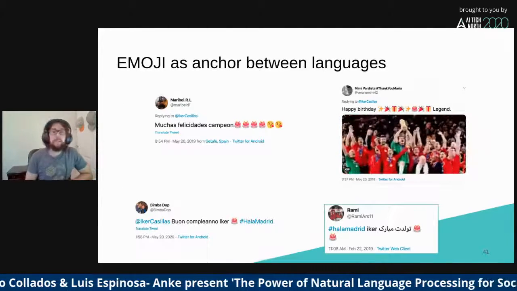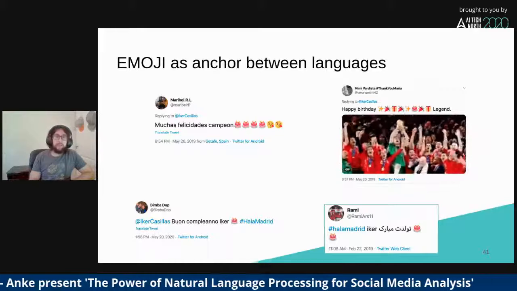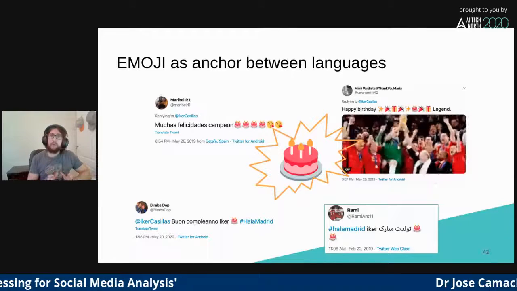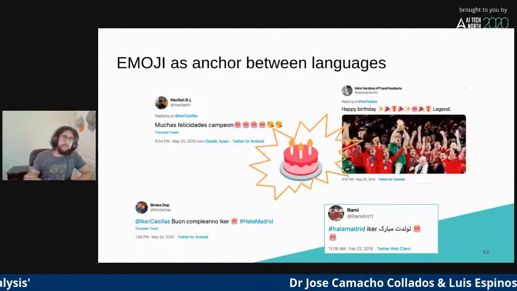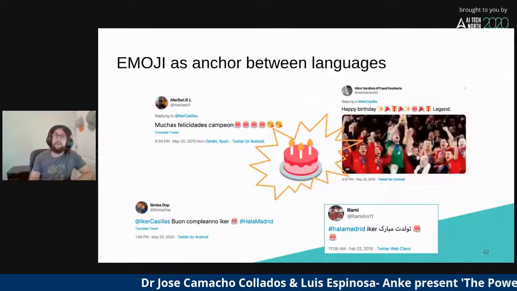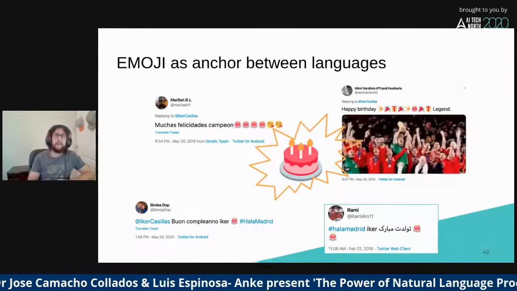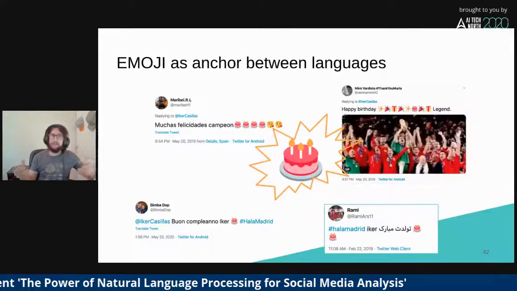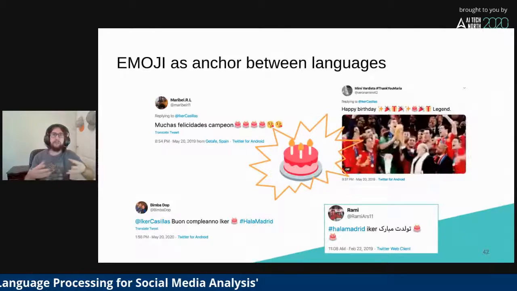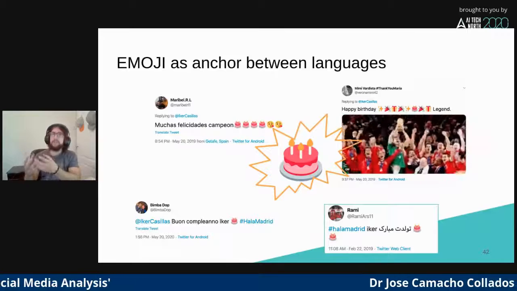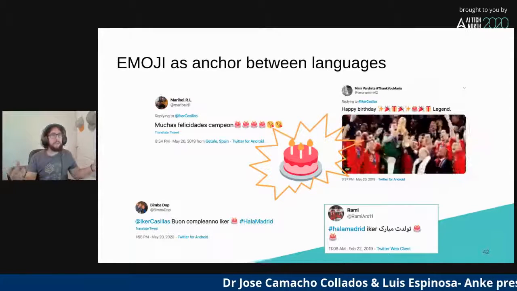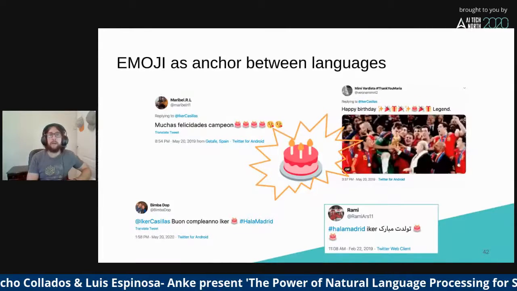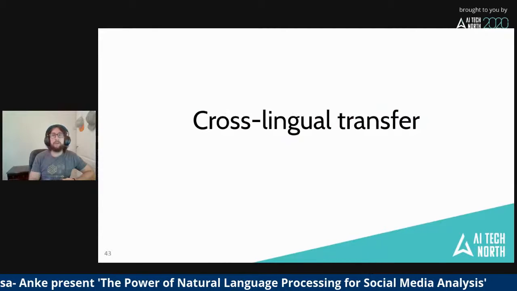But it's also, and that's a relatively recent area that we've been working on, using emoji as an anchor between languages. If you look at all these tweets that congratulate a Spanish sportsman for his birthday, they are in different languages, but they do share one thing, and it's the cake emoji. What we are interested in is taking advantage of the fact that there's this shared pseudo vocabulary, so that we can map whatever technology we have in one language to another language, because both languages have some shared vocabulary. Not a lot, but hopefully enough. And this is what we call cross-lingual transfer.